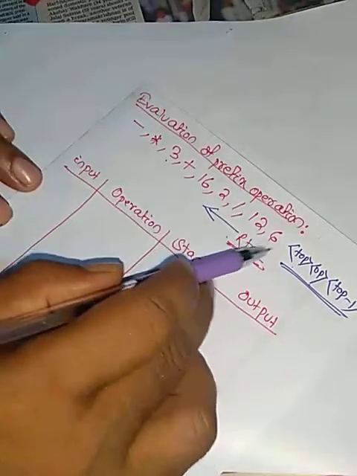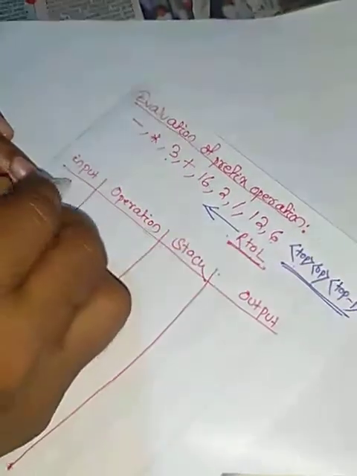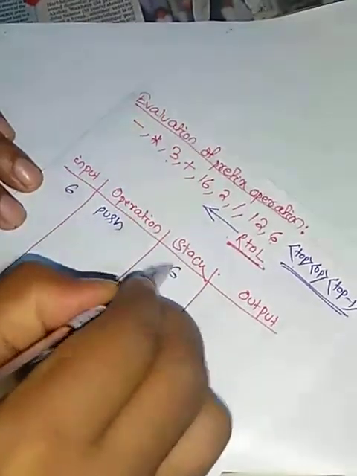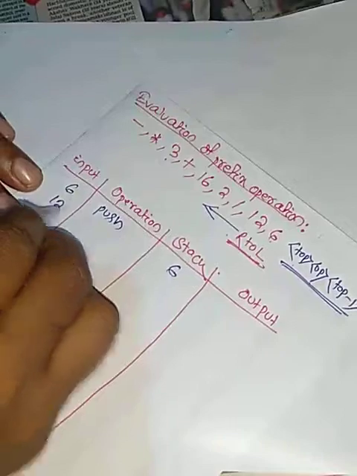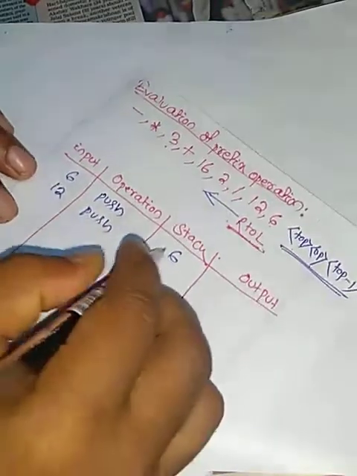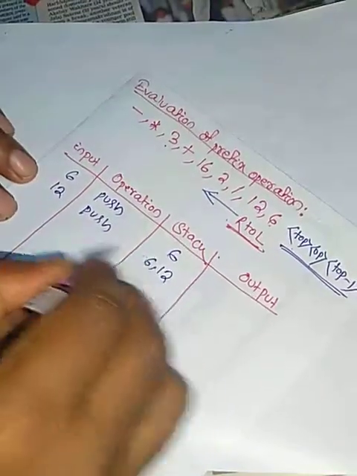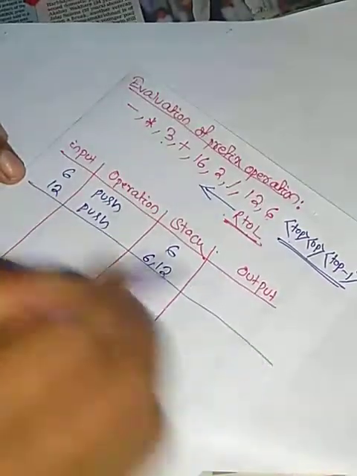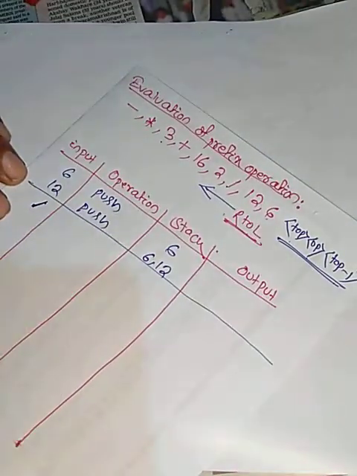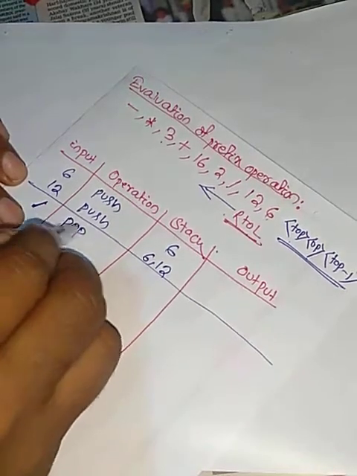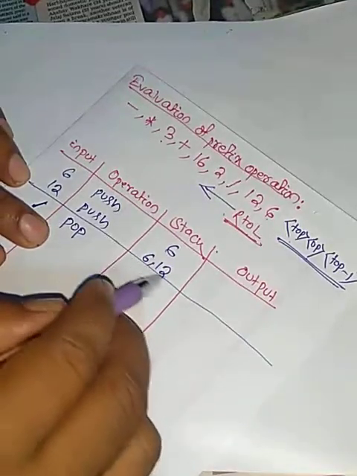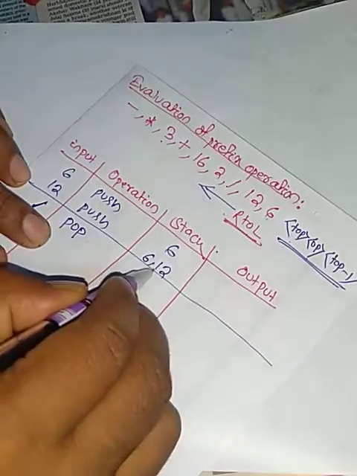So input symbol we scan from right. So input symbol is 6, then push it. Then on stack we have 6. Then encounter 12, then again push it. So what is there on stack? 6 and 12. Okay. Then we encounter division. Let's take division. So whenever operator comes, we pop top two elements. Pop. So on pop, we'll pop top two elements. What we have?